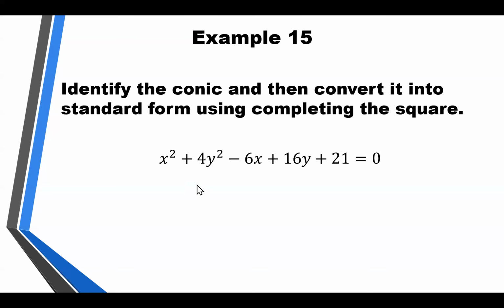We can take one of these examples and identify this conic section and then convert it to a conic section in standard form. In this case, we'd have to use completing the square to do so. I'll quickly show you how to do that. I don't expect you to do this very often, but I will quickly show you how to do that with this example.